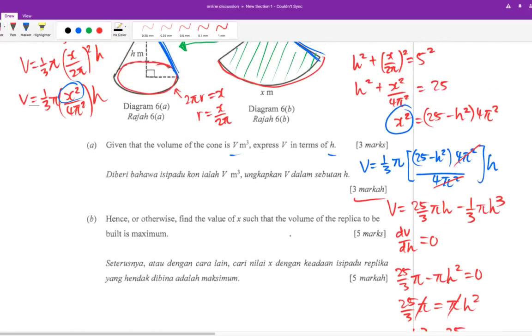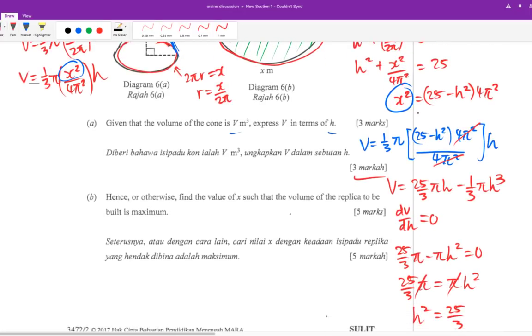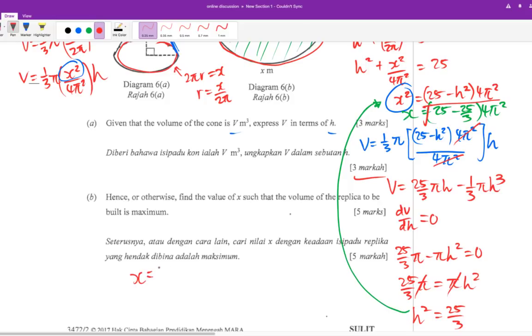You realize I never make h the subject because in order to find the x here, I have the h squared here. So what I will do is I will sub my h squared back into here. So it's 25, my h squared is 25 over 3, and then multiply with 4 pi squared. And then this is x squared, right? So in order to find the x, I will need to square root the whole thing. Alright, I hope you actually see that. So my x is basically equal to square root of 25 minus 25 over 3, 4 pi squared.